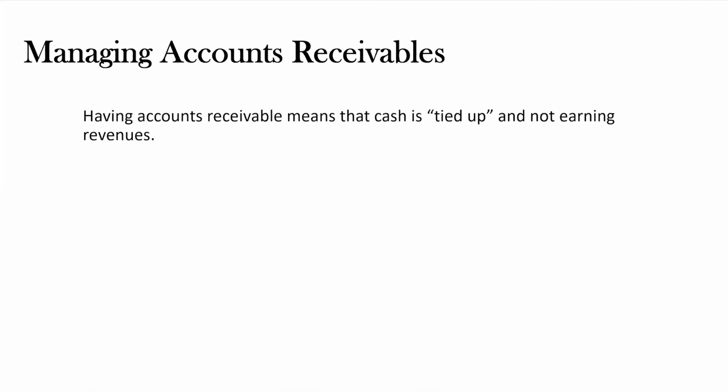So these are a lot of things that businesses need to think about when they're deciding to credit persons. Because of this, you need to manage your accounts receivable. And having accounts receivables means that your cash is tied up and not earning revenue. You would have sold these goods, and for this sale, you should have received cash for it, right? So you're tying up your cash in something to receive in the future.